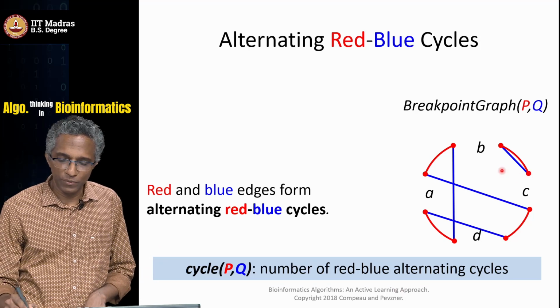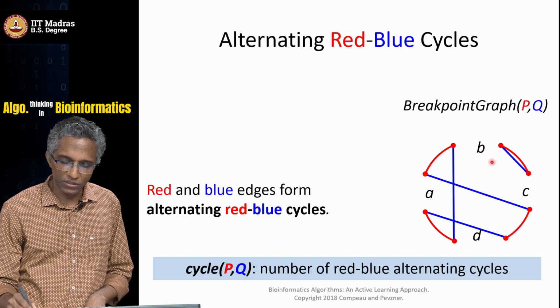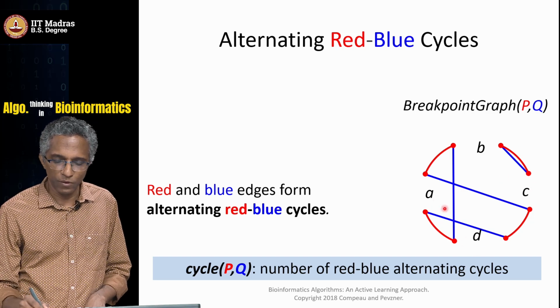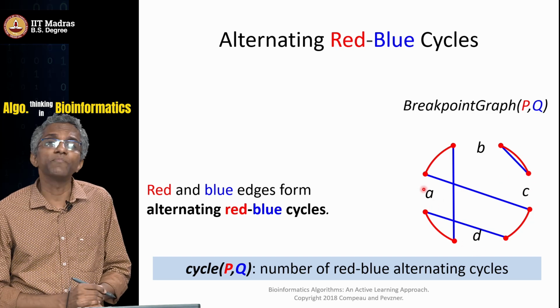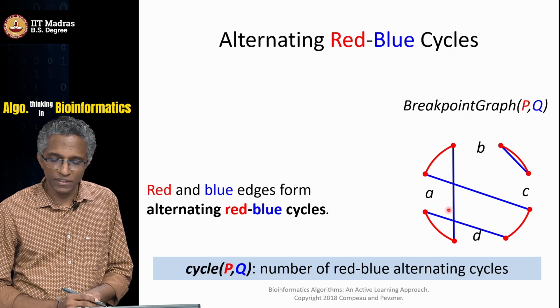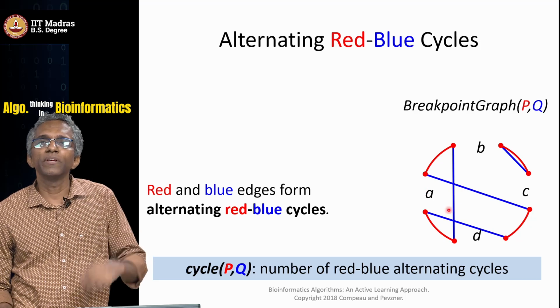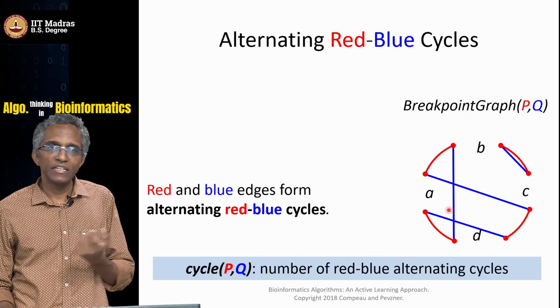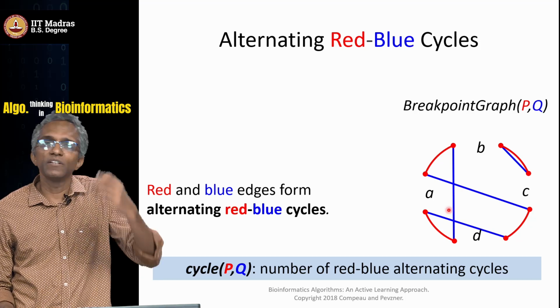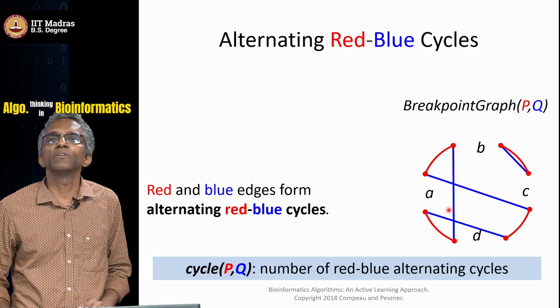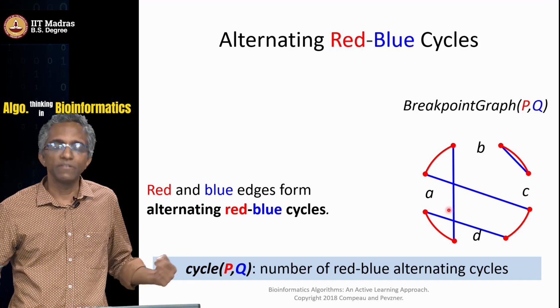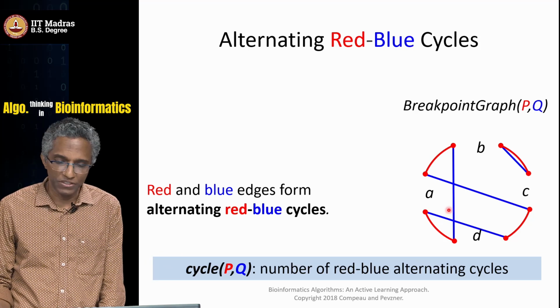So, cycle of P comma Q is the number of red-blue alternating cycles. In this particular example, you have one cycle, which is this BC, and another cycle formed with A and D. So you have these two cycles here. And the number of cycles says something interesting about how similar P and Q are. We will see in the next few slides that if the cycle number is higher, then P and Q are more similar to each other. If it is smaller, then they are farther from each other.